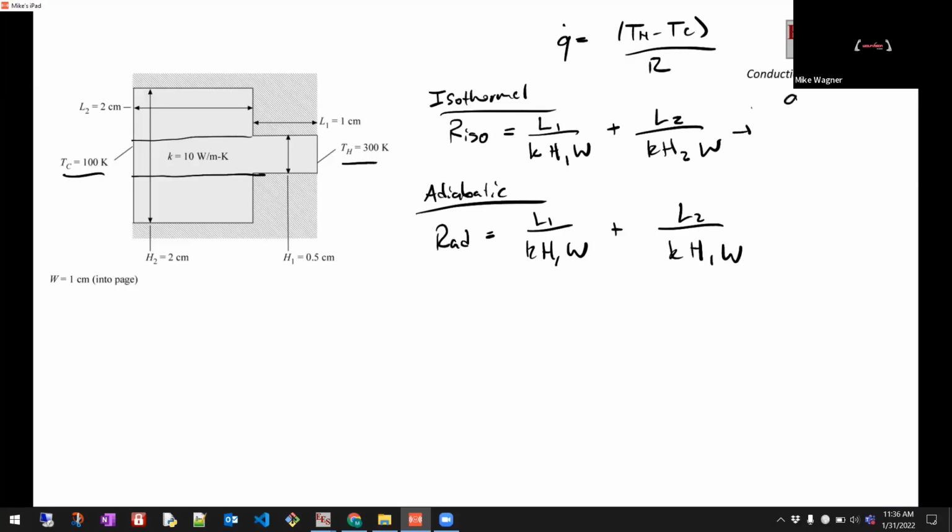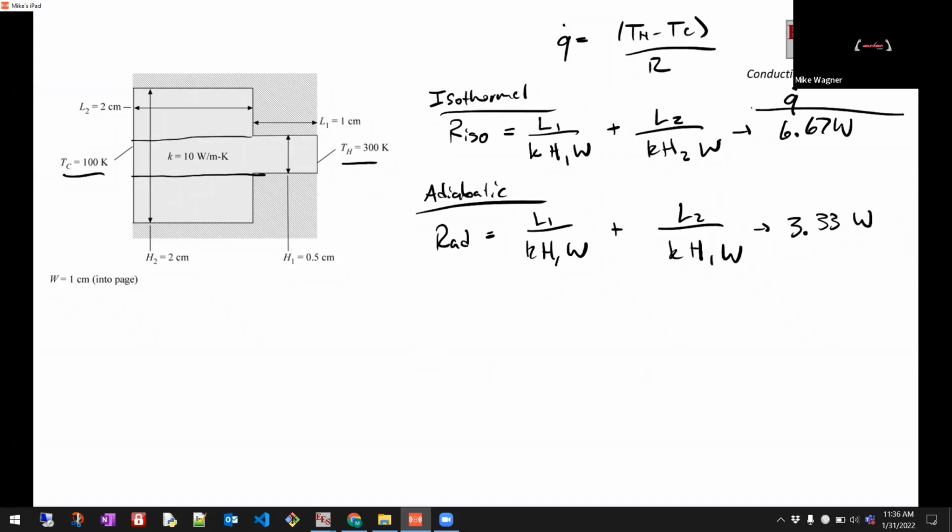So Q dot for this model is 6.67 watts. For the adiabatic model, stop and think. Is adiabatic going to be higher heat transfer or lower heat transfer? Guesses? Lower, right? Because the resistance is going to be higher. So this turns out to be 3.33 watts. Okay, so this is our balance, right? These are the physical limits on what could occur.